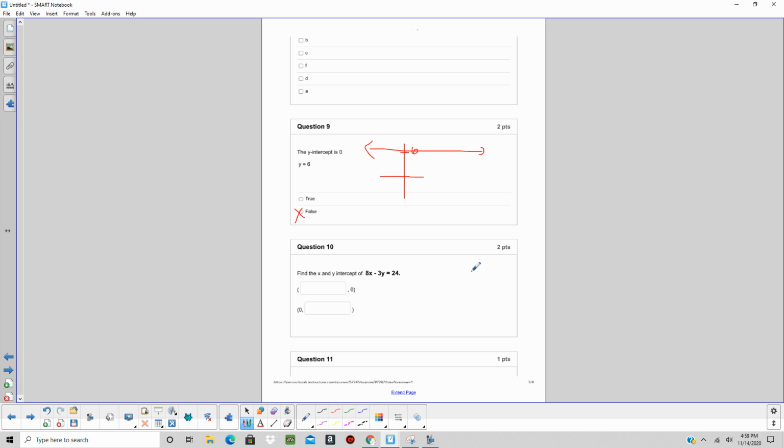All right, find the x and the y-intercept. Well, to find the x-intercept, we let y equal 0. So you'd get 8x equals 24, which gives me x equals 3. I divide both sides by 8. To find the y-intercept, we let x equal 0. So negative 3y equals 24. Y equals negative 8.